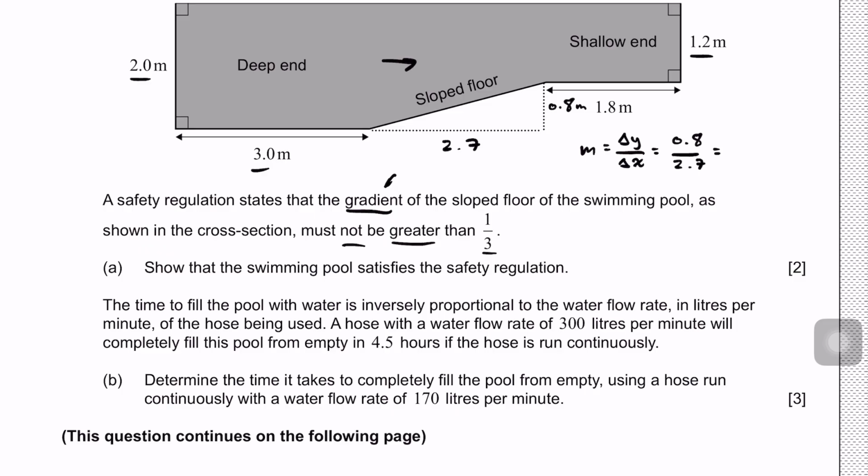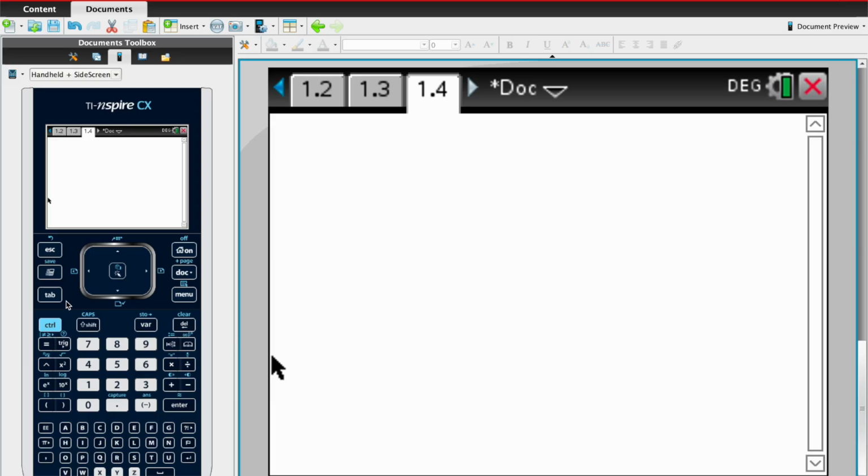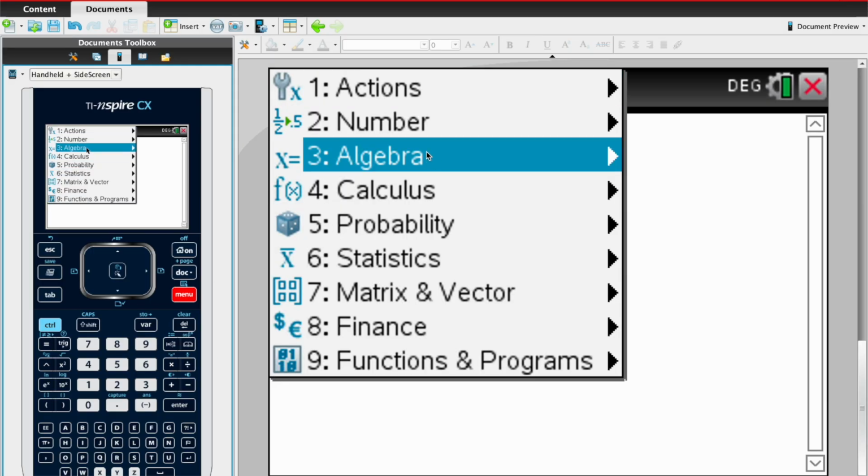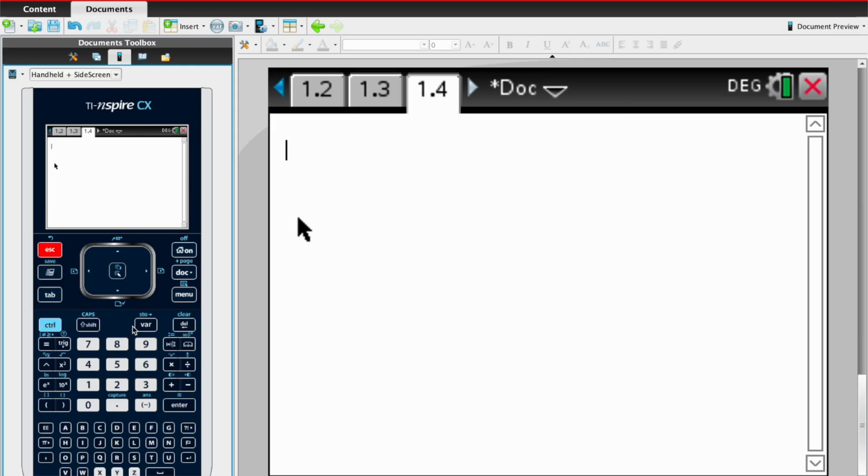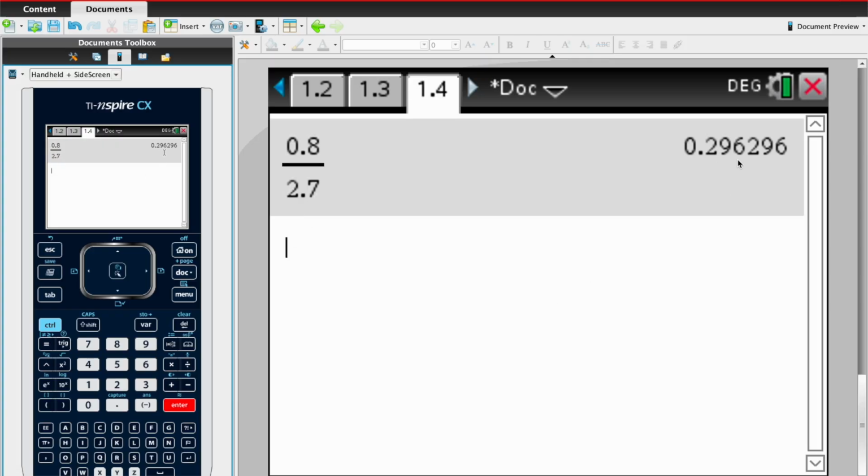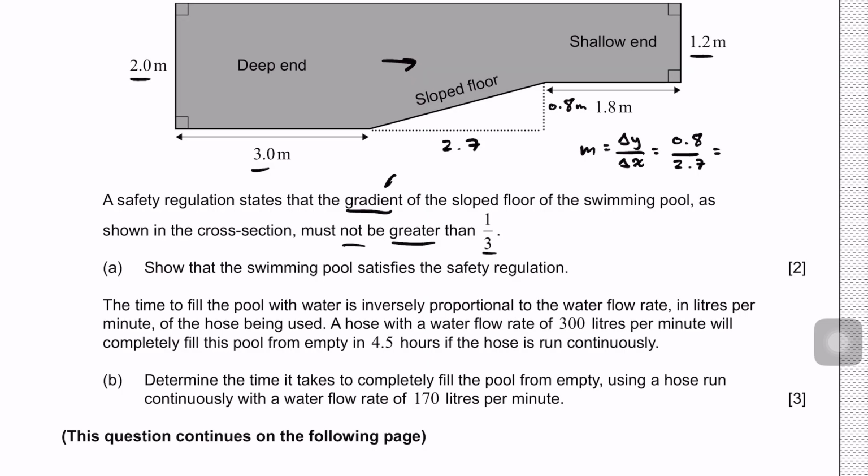But let's actually go to the calculator and work this out. Let's go and get a fraction. 0.8 over 2.7, and we see this is 0.296. So as a decimal, we could say this is 0.296. And if we wanted to, we could write this out as a fraction.